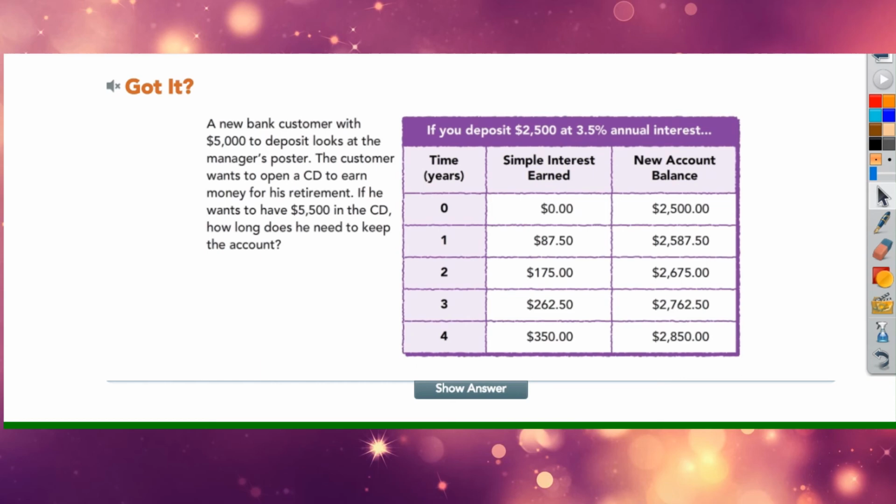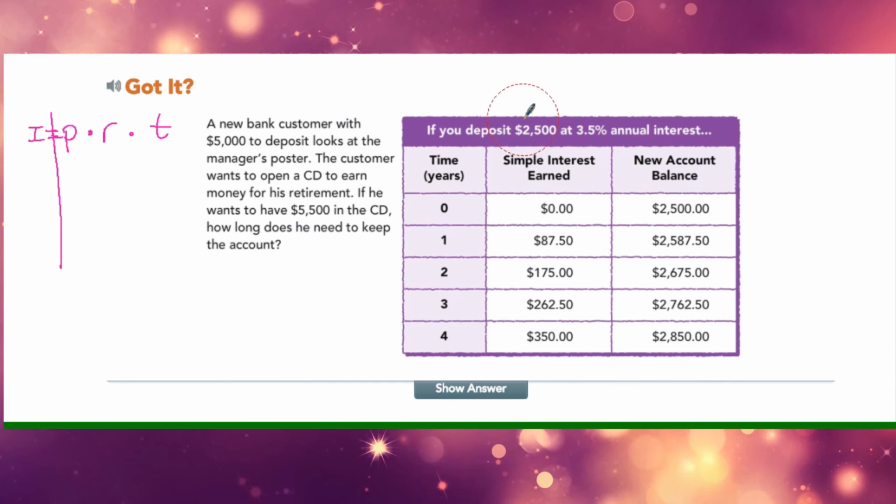A new bank customer with $5,000 to deposit looks at the manager's poster. The customer wants to open a CD to earn money for his retirement. If he wants to have $5,500 in the CD, how long does he need to keep the account? All right, we will figure this out the exact same way we did the example. And instead of using $2,500, we'll use $5,000 as our principal. So we're going to substitute that information into our equation.